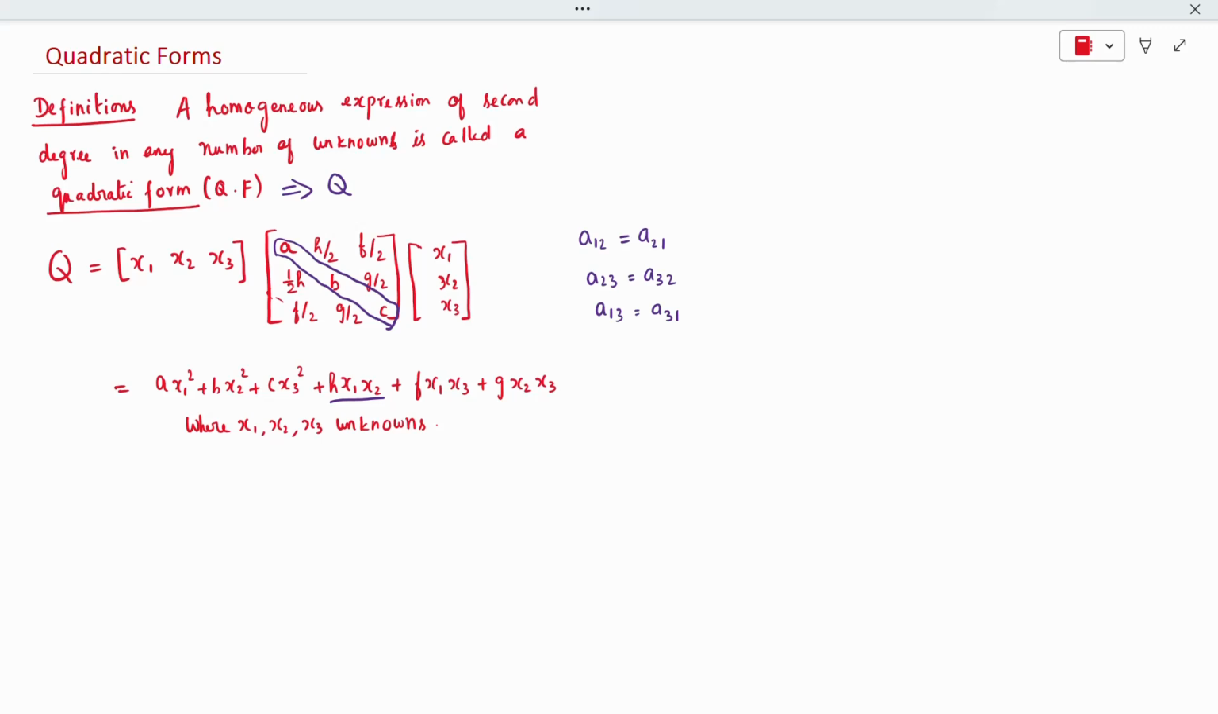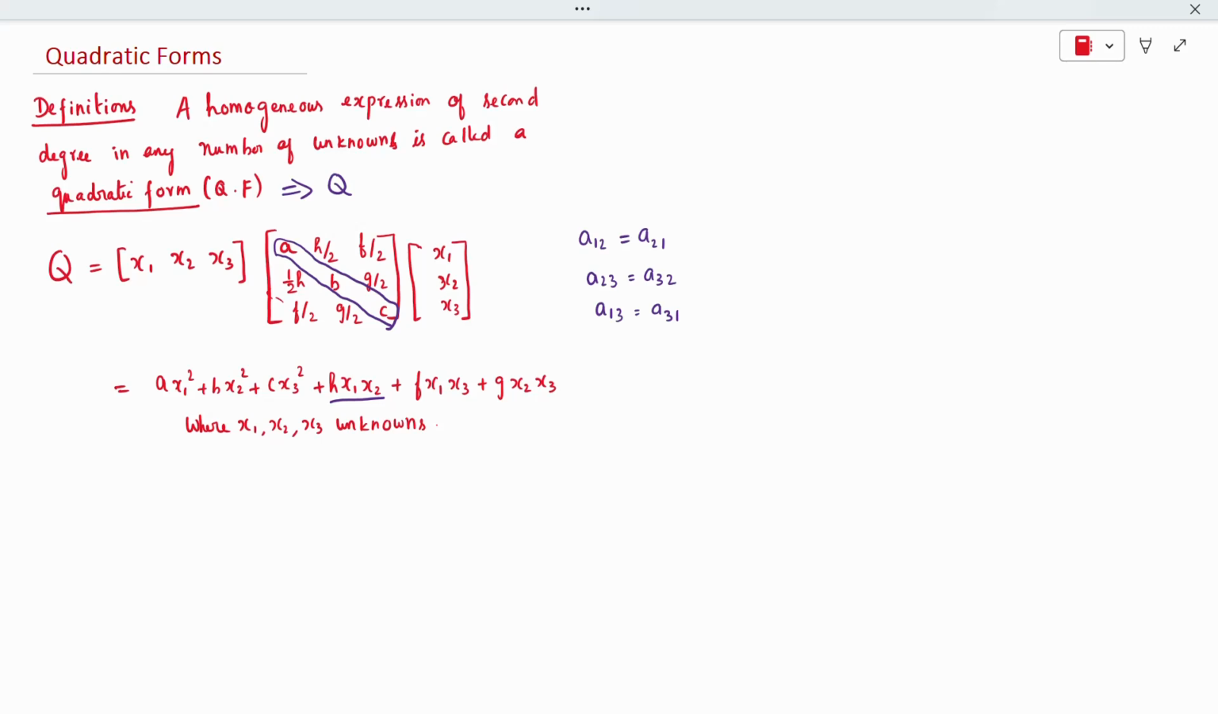When you have H, then H by 2 will be in the matrix format. So half of the answer. If it is 2H, then H will be your matrix format. Half of the answer you have to write. So whatever the given question, now I will show it problem-wise.